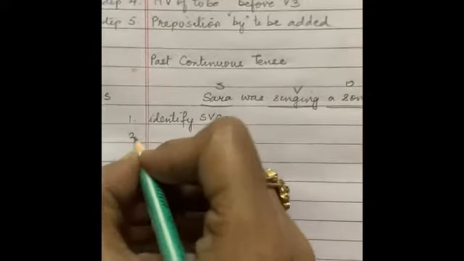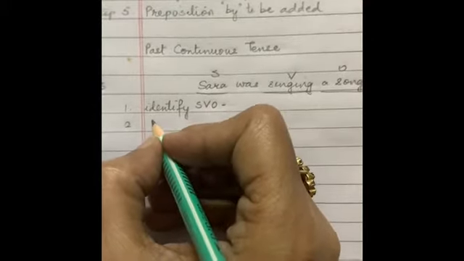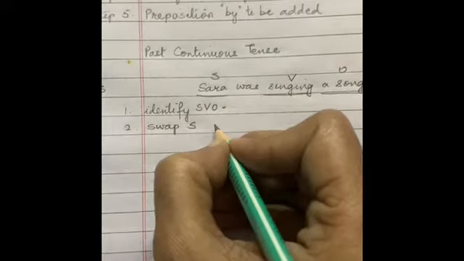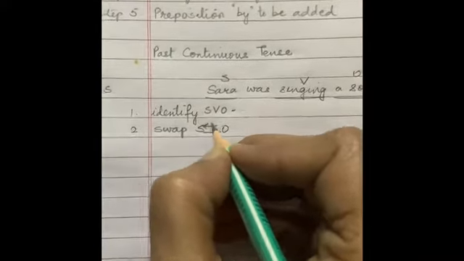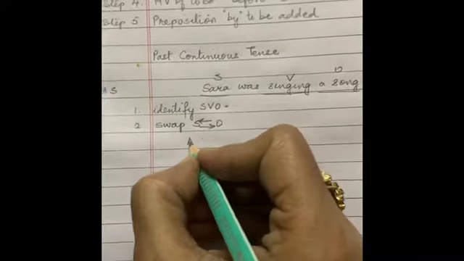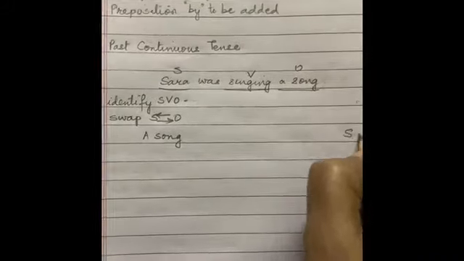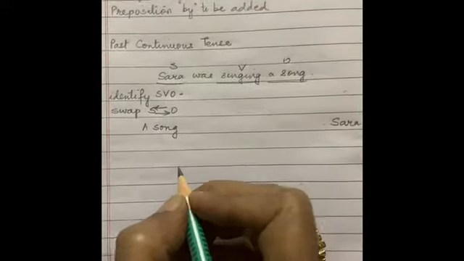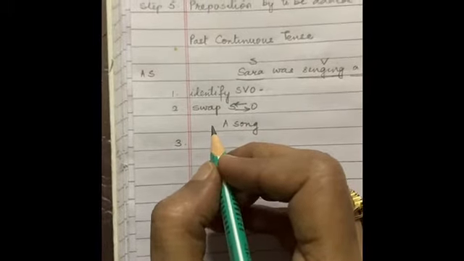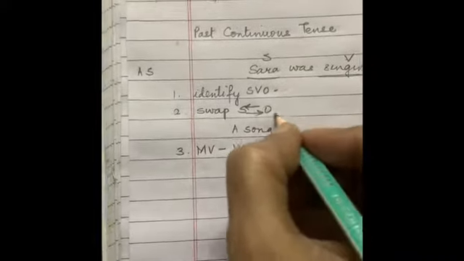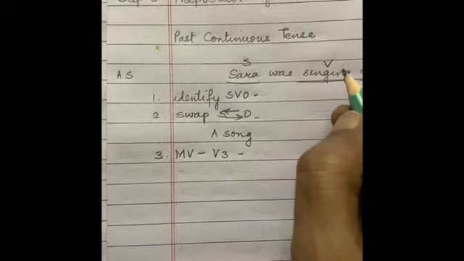Now step 2, let's swap the position of the subject and the object. Swap the position of the subject and the object. So it will be a song here. A song will be written here, and at this position it will be Sarah. Now step 3, converting the main verb to verb 3. So main verb to verb 3. So it will be sung.